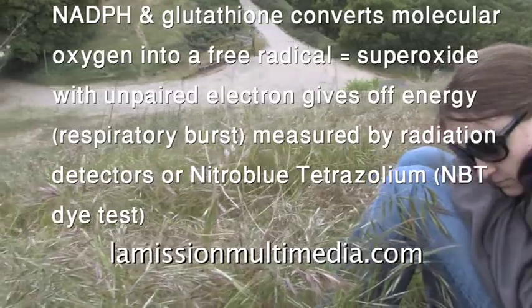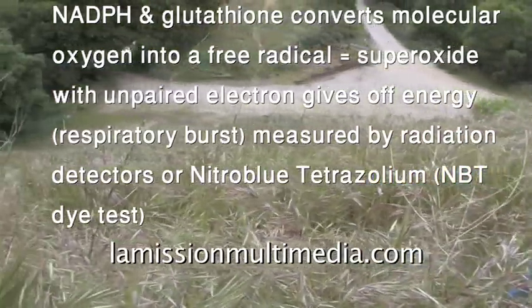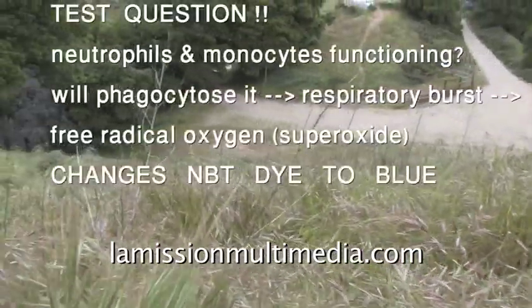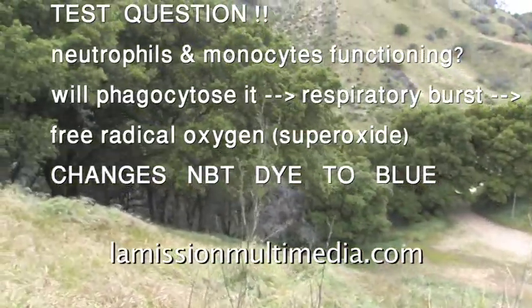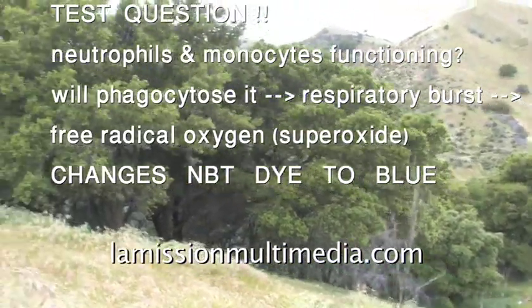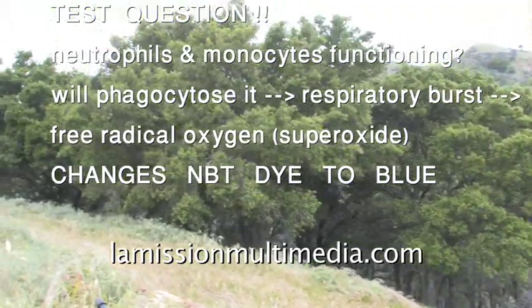But the one they like on exams is nitro blue tetrazolium, NBT dye test. What they do is get a little test tube, and they add in this dye that's colorless, called N as in Nancy, B as in boy, T as in Tom.